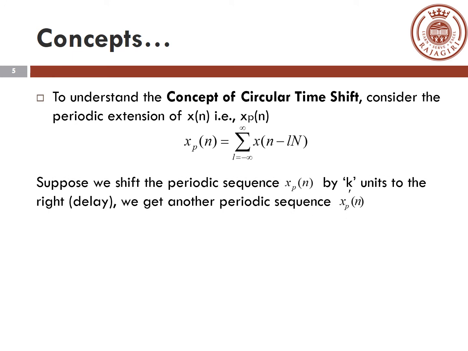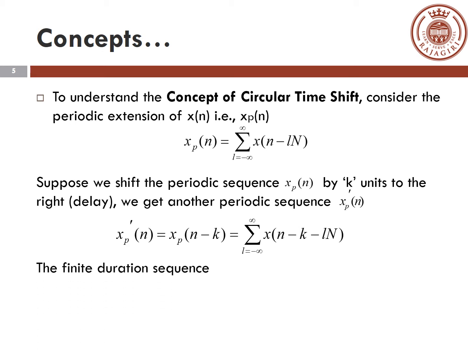Now, what we are going to do is, suppose we shift this periodic sequence by k units to the right or the left. Suppose we are considering to the right because it's a delay. Okay, we get another periodic sequence called xp dash of n. So xp dash of n is the delayed version of your original periodic sequence. Okay, and that is given by xp dash of n is xp of n minus k. So it is sigma L is equal to minus infinity to infinity x of n minus Ln minus k, because it's delayed by k units.